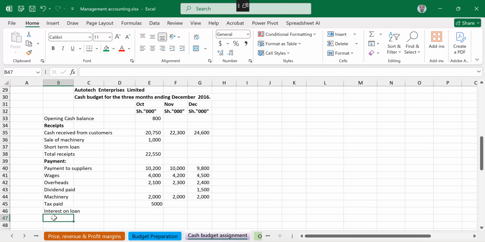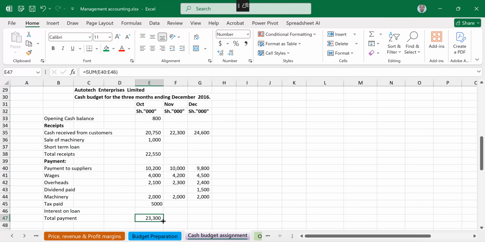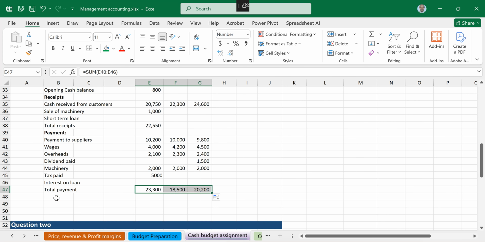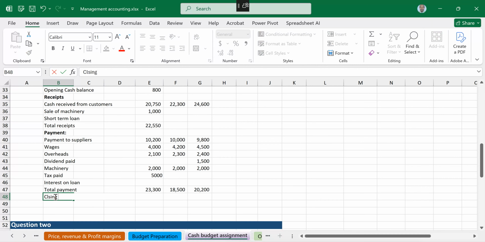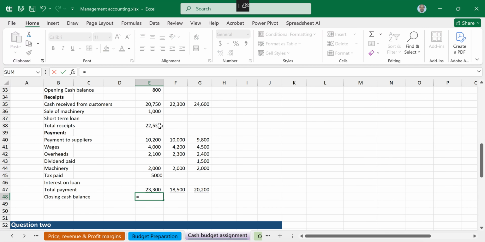Total payment, Alt equal, so that you can sum from the 10 to 100 here, all up to the interest part, then drag across. Closing cash balance. So the closing cash balance will be equal sign, total receipt minus total payment. Our answer is 750.